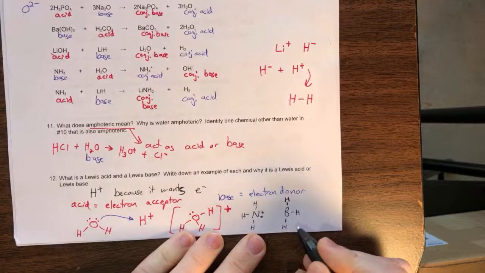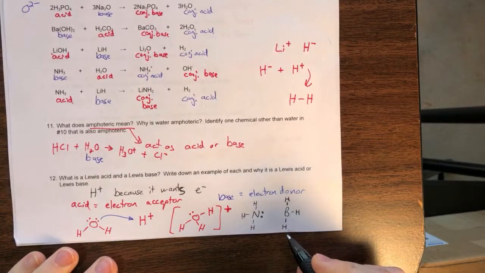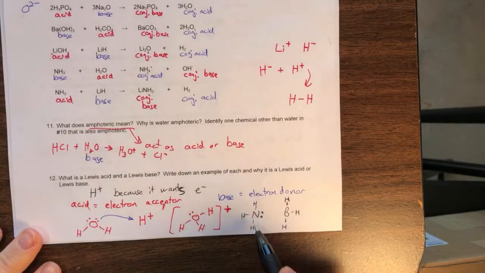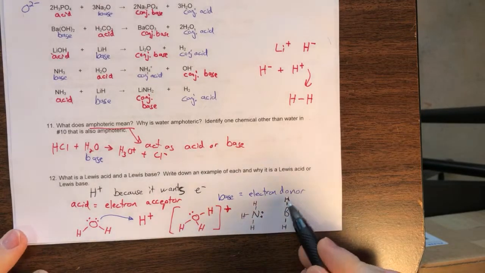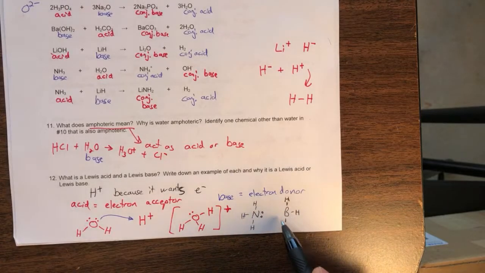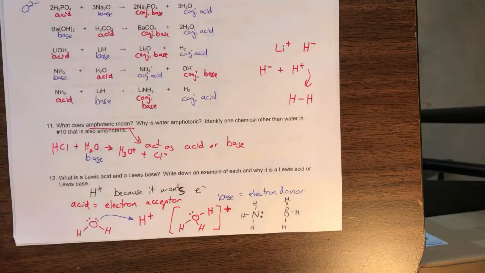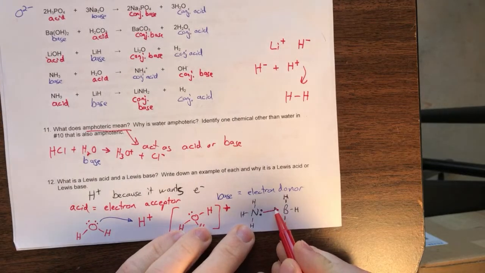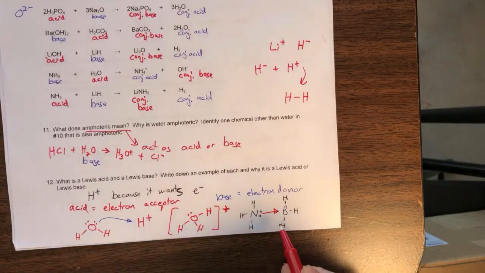But hey, if you take borane or boron trihydride and mix it with ammonia, ammonia's like, oh, I've got an extra lone pair of electrons. And boron is like, oh, I need some electrons because I don't have an octet. It's a non-octet molecule, right? Boron has only 6 valence electrons. And what can happen is that this nitrogen can then donate its electrons to boron. Now, again, this is not an electron transfer.